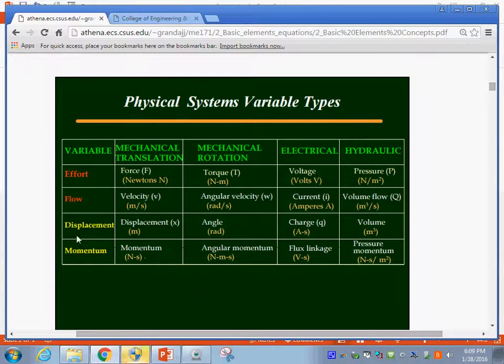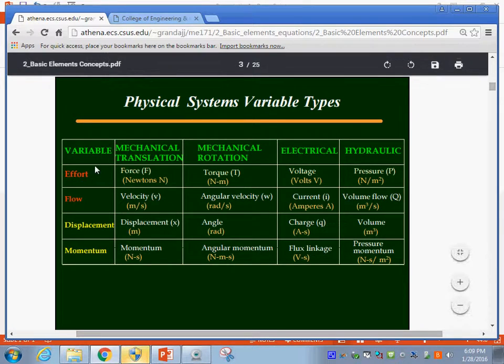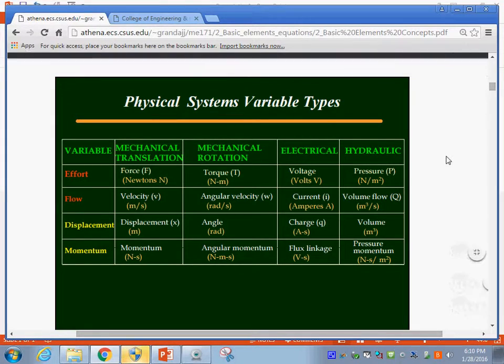Now you see, this is a more clear representation of what we're talking about in the kinds of variables. All the efforts are listed here with the units. All the flows are listed here with the corresponding units. All of them in the displacement here with units. All the momentums are here. Now, you see, we are talking about 4 variables, and if we have 4 energy domains, that's 16 variables.